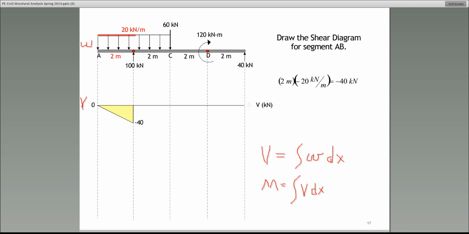Okay. So here we go. If the W, the load, is 0 degree, the shear would be what degree? 1 degree higher. So we expect it to be a first degree curve. So the shear between A and B, we expect it to be a first degree curve. What does a first degree curve look like? Well, a first degree curve looks like a line like this. All right? That's a first degree curve.